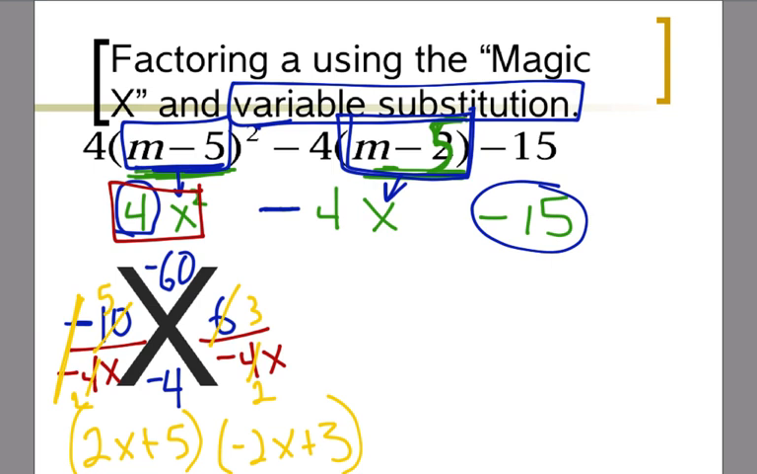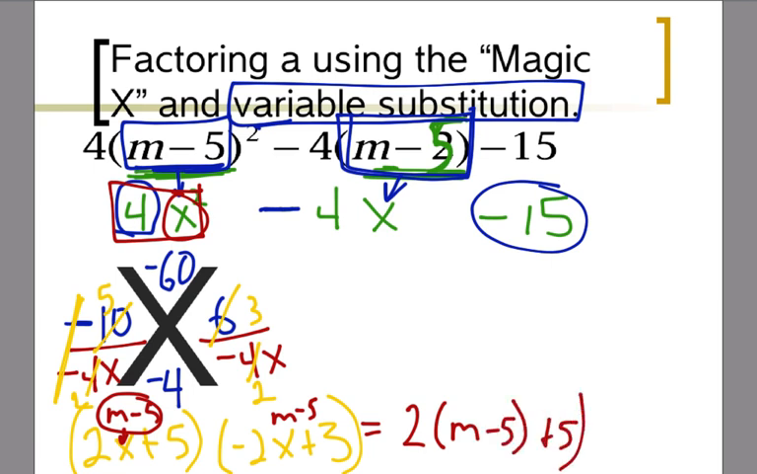And then once I get to this step, I actually have to go back and make it complicated again. Because x isn't really x in this problem. Each one of these x's is an m minus 5. So what I need to do is now go back in and say, well, x is really m minus 5, so I need to rewrite this to be 2 times m minus 5, plus my 5, times negative 2 times m minus 5 plus 3.